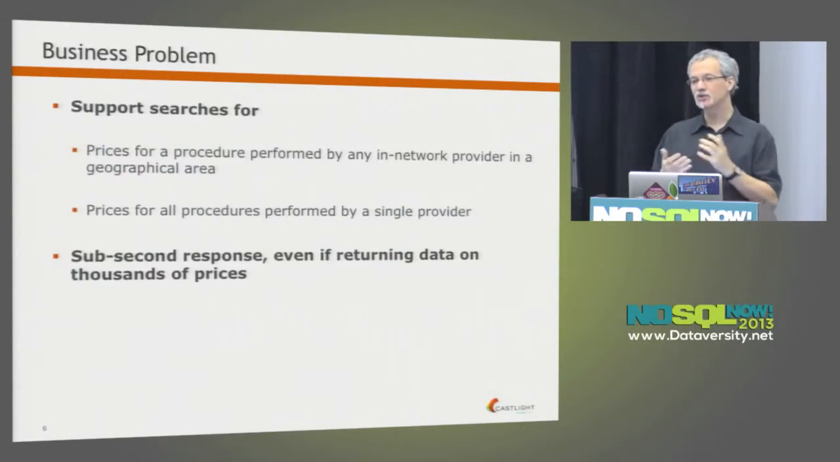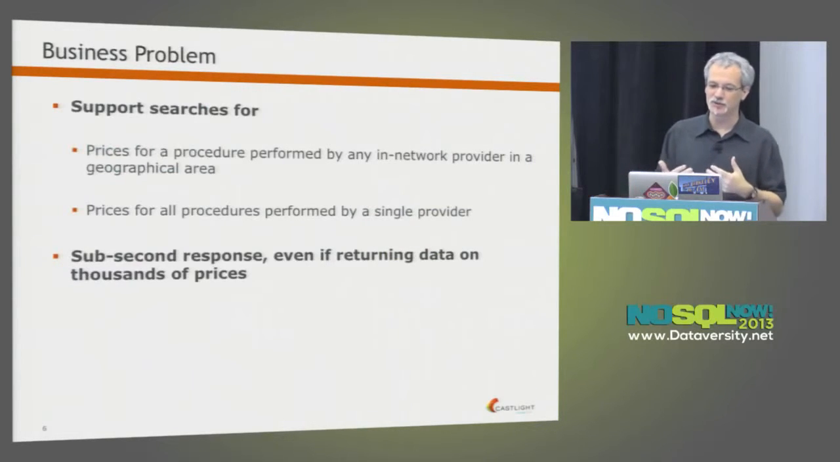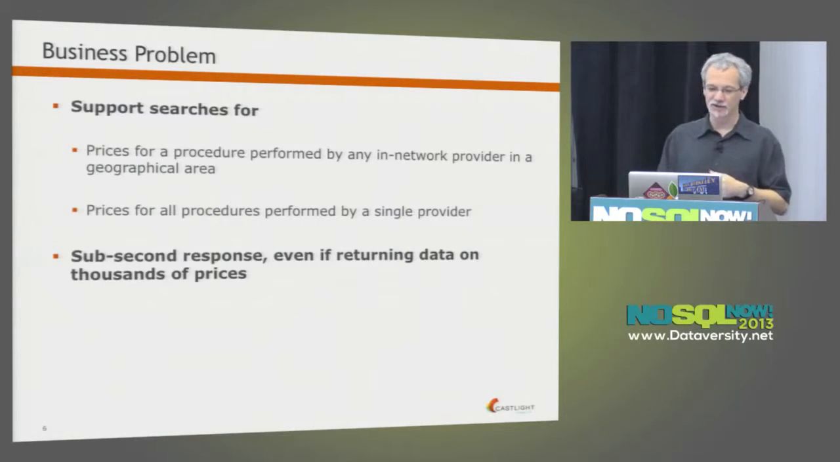So the two main things we needed to do is that kind of search that I just showed. So we're looking for the prices for a particular procedure or service performed by any of the providers that are in network for you in a constrained geographical area. And so that's the main thing I'll talk about today. Also, there's the lookup for all the prices for all procedures by that single provider. But that's obviously a very simple thing to do. You can do that with basically any kind of database.